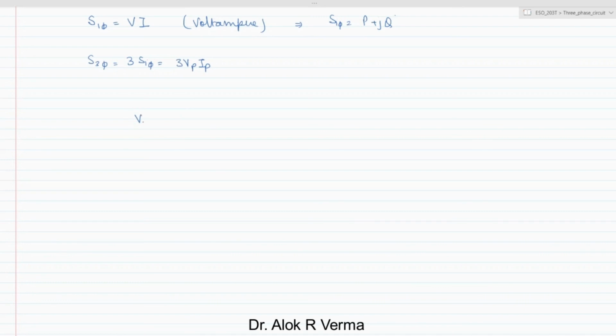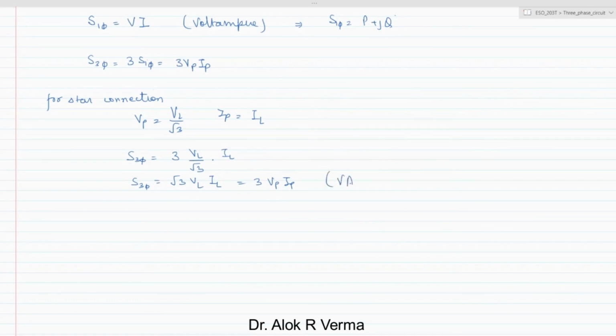V phase is nothing but V line by root 3 in the case of star connection, and I phase is nothing but I of L. So for star connection, S, the complex power in three phase, is nothing but 3 times VL by root 3 into IL, so it will be root 3 VL IL, or 3 times V phase I phase. This is S three phase, or three phase power. So this is the idea.